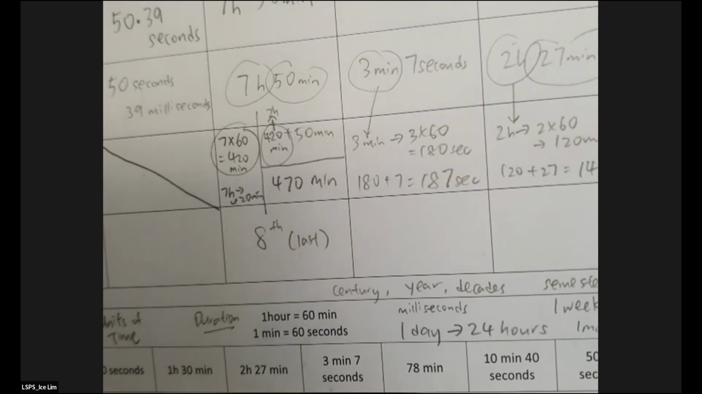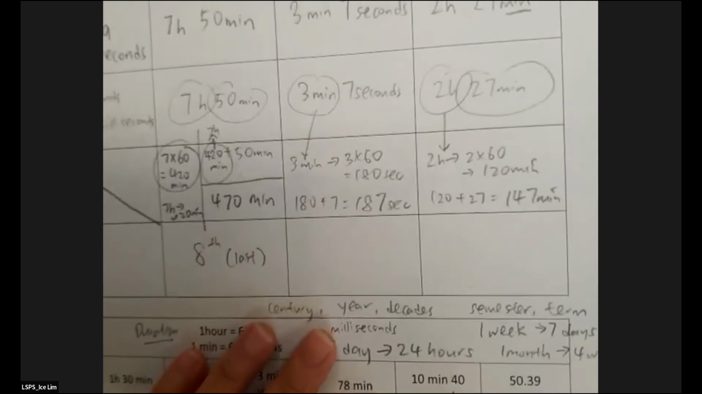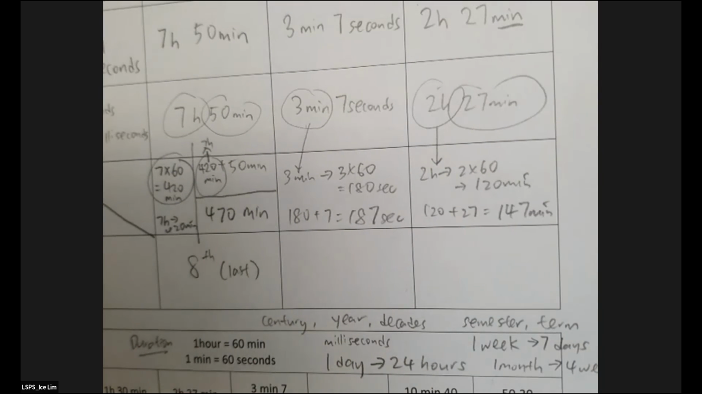Anybody know why? You go home and investigate. I see that you can investigate tsunamis, so I'm sure you can investigate time. How come time goes by 60, instead of like 1 hour is 10 minutes, 1 minute is 10 seconds? How come it's not like that? Go and find out. You can ask your Google Assistant, go and try to find out.